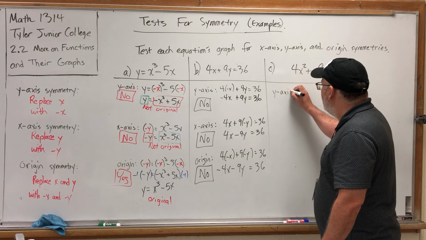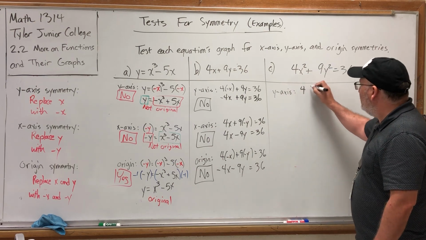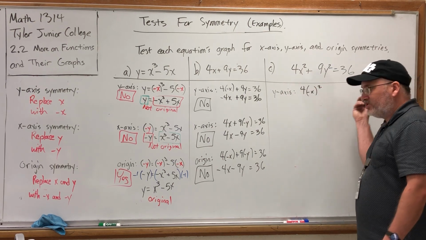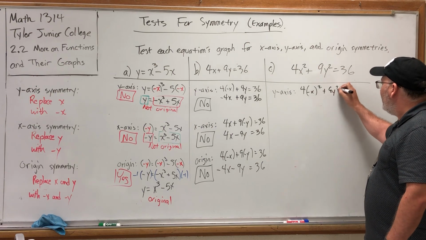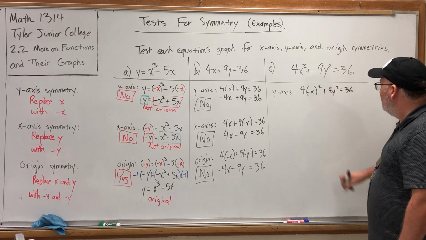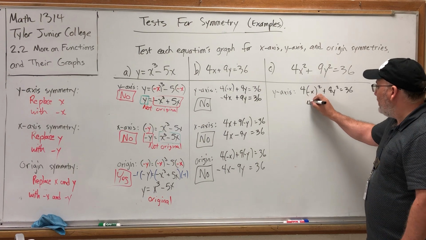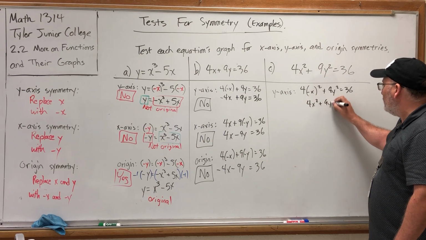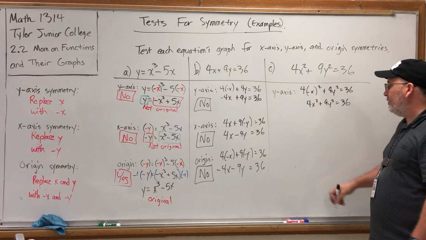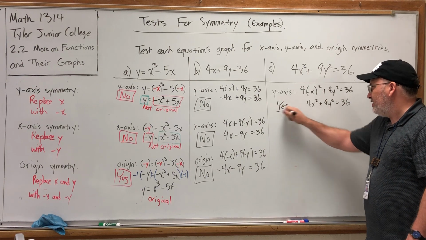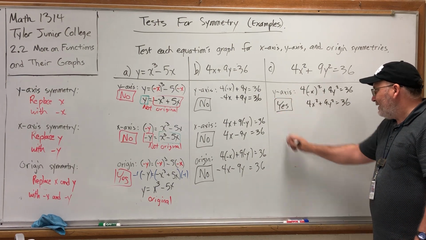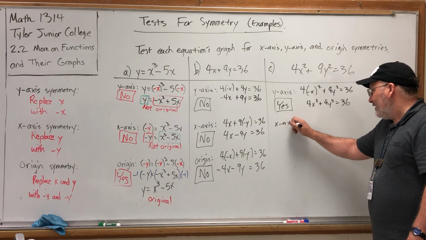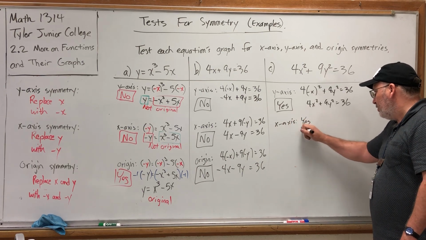Y-axis symmetry. Substitute negative x for the x, except now it's getting squared. Plus 9y squared equals 36. The square kills the negative. We have 4x squared plus 9y squared equals 36. That is exactly the original equation. So this is a yes. And I think for the sake of time, I can go ahead and tell you that all of these are going to be yes.